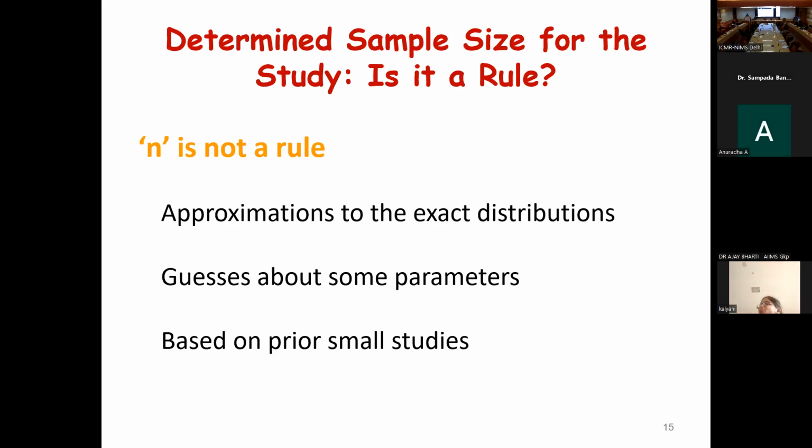So the sample size that you calculate and mention in your protocol is not a rule. It is only a guideline. Why is it a guideline? Because the formula that you're using for sample size calculation is approximated, simplified. And in that simplified formula, whatever inputs you're giving are your guess estimates coming from some pilot study or small studies, right? So when your formula is approximate and inputs are such guess estimates, how can the calculated number be a rule? It is only a guideline.